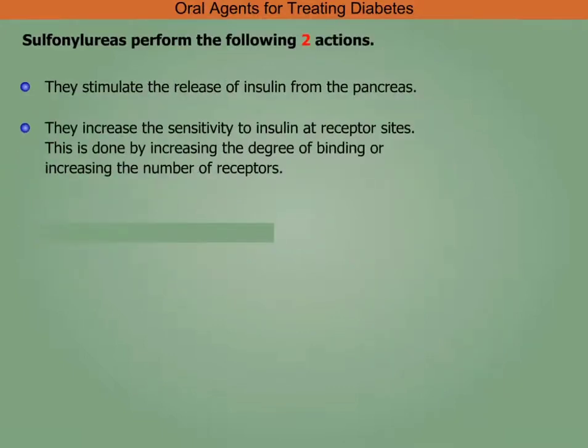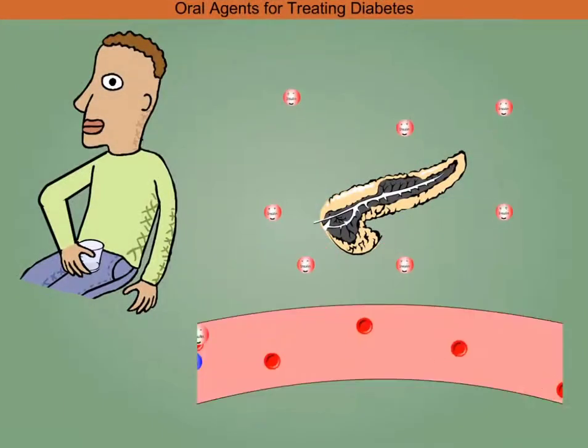They stimulate the release of insulin from the pancreas. They increase the sensitivity to insulin at receptor sites. This is done by increasing the degree of binding or increasing the number of receptors. Let's see their actions.